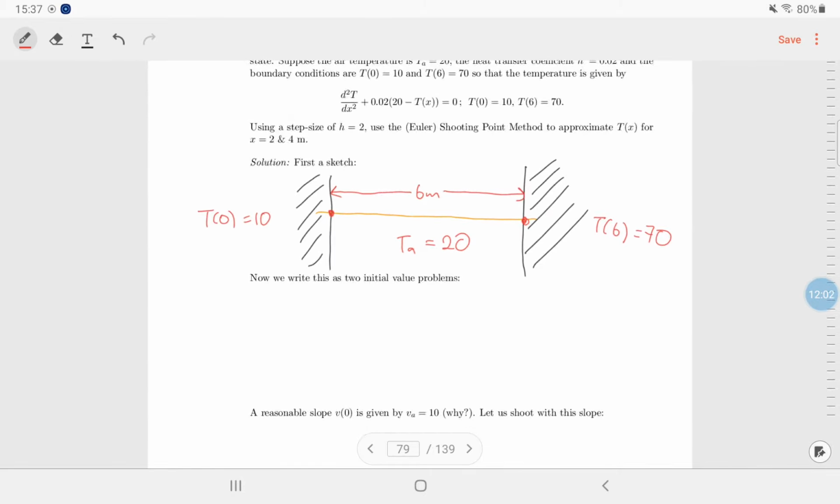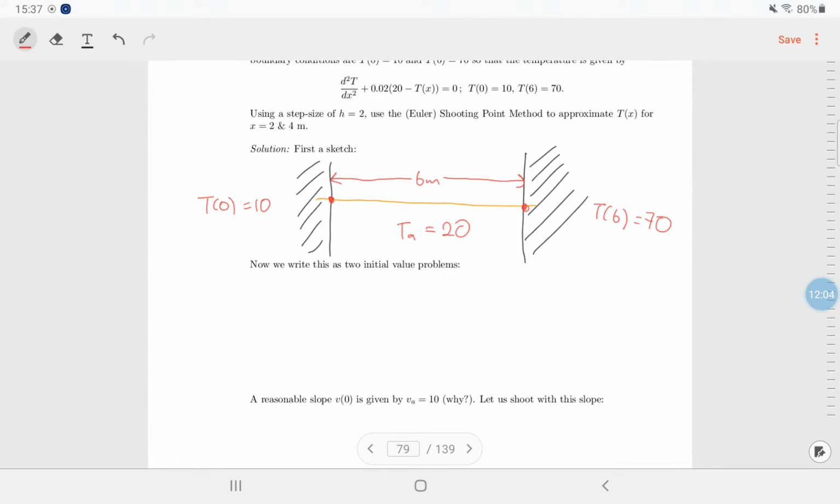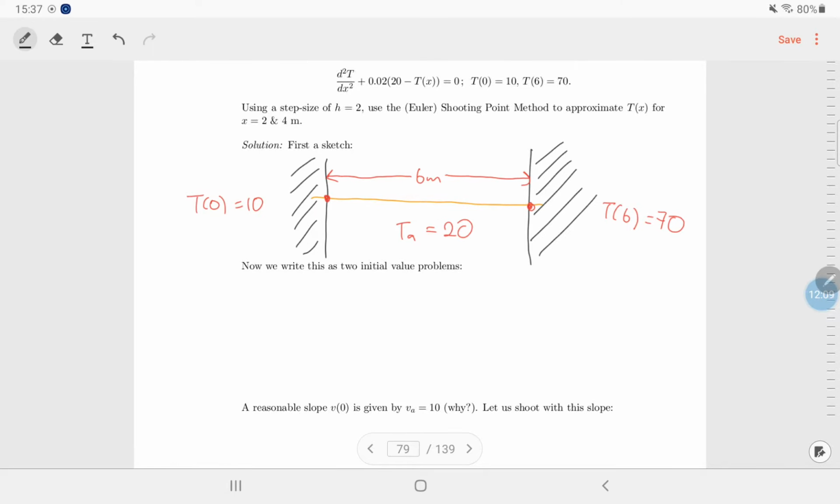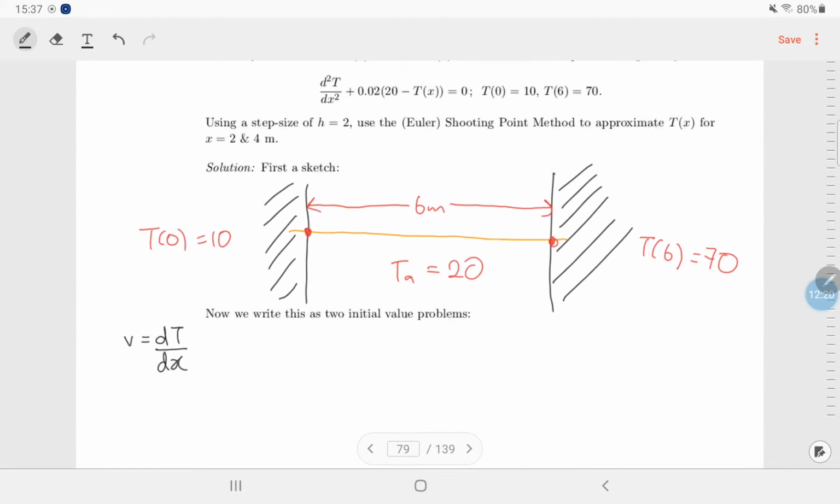Okay, so first of all, there are 2 initial value problems. So the first thing you're going to do, as usual now, is let v be the first derivative, the derivative of temperature with respect to distance. So therefore, take v is equal to dT/dx and differentiate both sides with respect to x, and you get the second derivative of temperature with respect to distance.